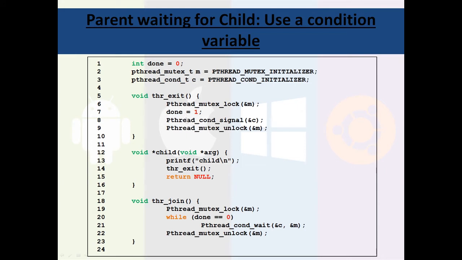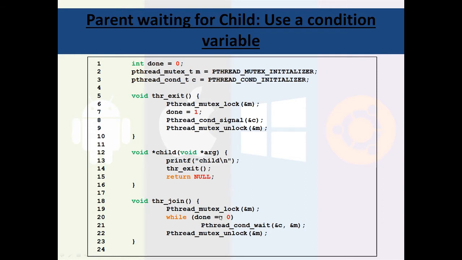So remember, this is a critical region now in between our lock and our unlock statements. And additionally, it also does a conditional signal. So this is what is going to be utilized to wake up another thread. Okay. The other thing to note is we have a thread join function here.